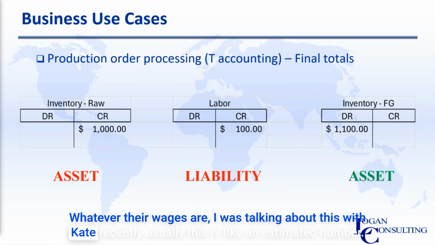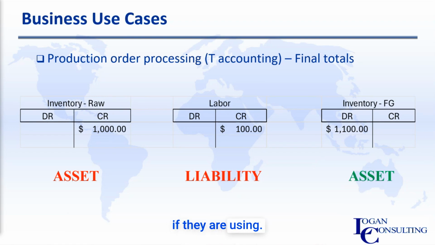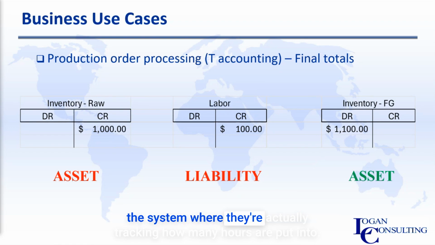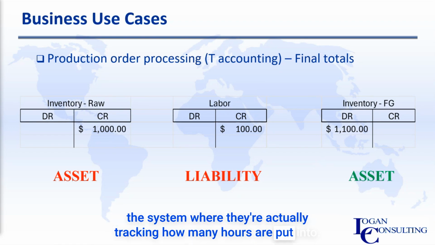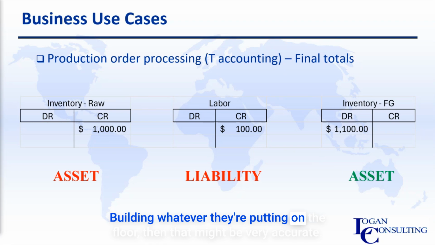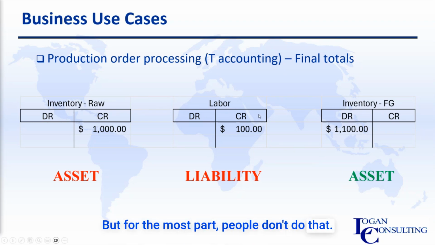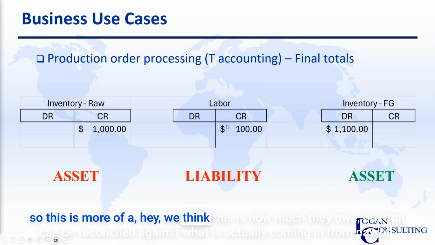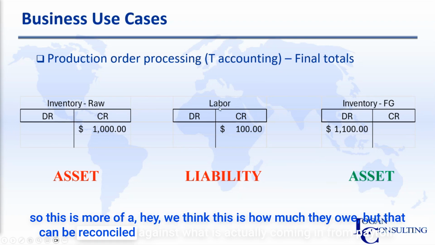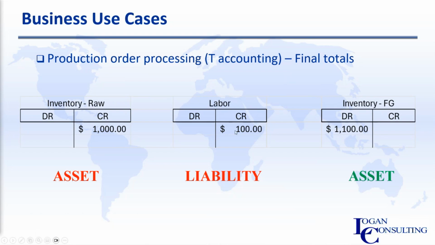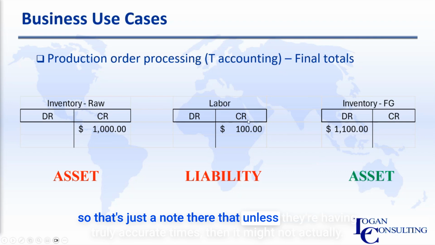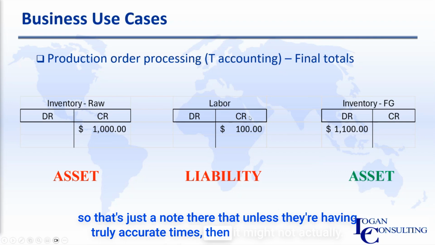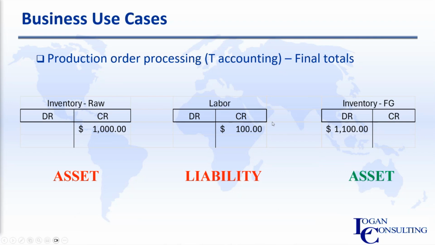I was talking about this with Kate recently. Usually this is like an estimated number. If they are using the MES system where they're actually tracking how many hours they're putting into building whatever they're putting on the floor, then that might be very accurate. But for the most part, people don't do that. So this is more of a, hey, we think this is how much they owe, but that can be reconciled against what is actually coming in from payroll. So that's just a note there that unless they're having truly accurate times, then it might not actually reconcile.